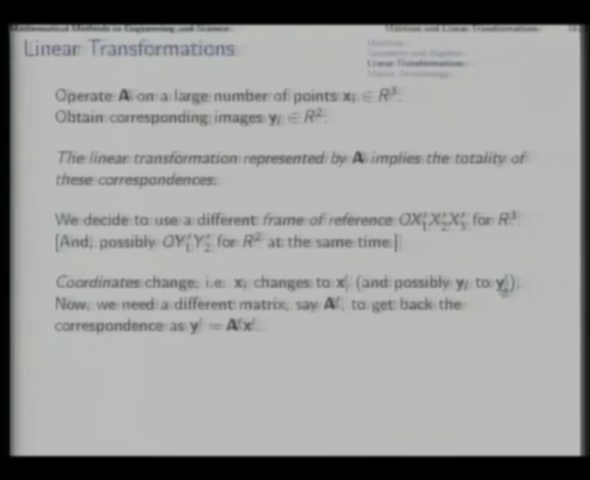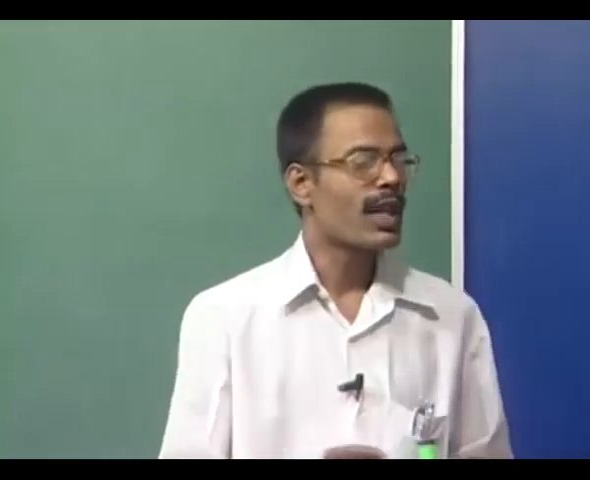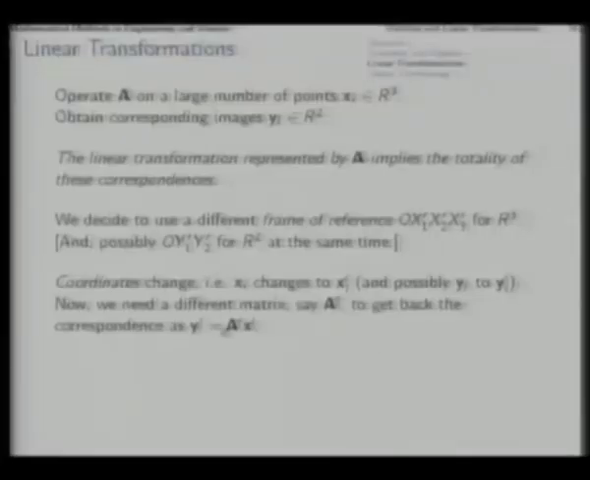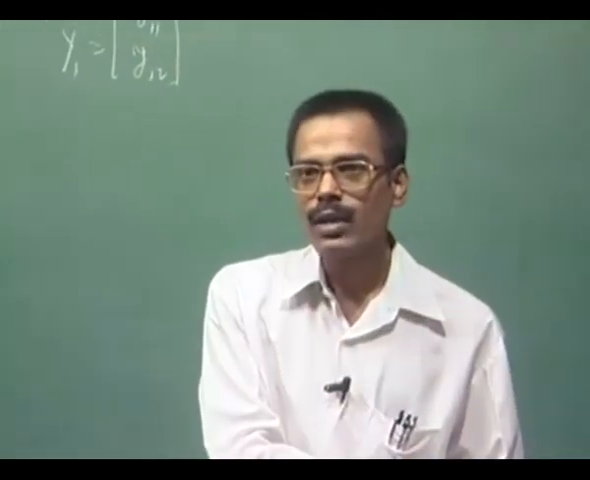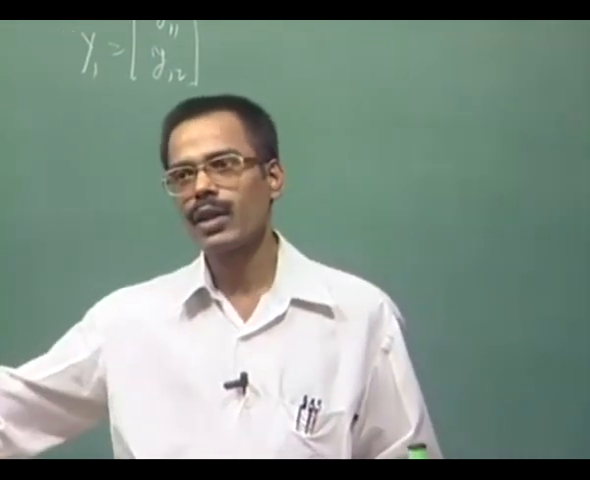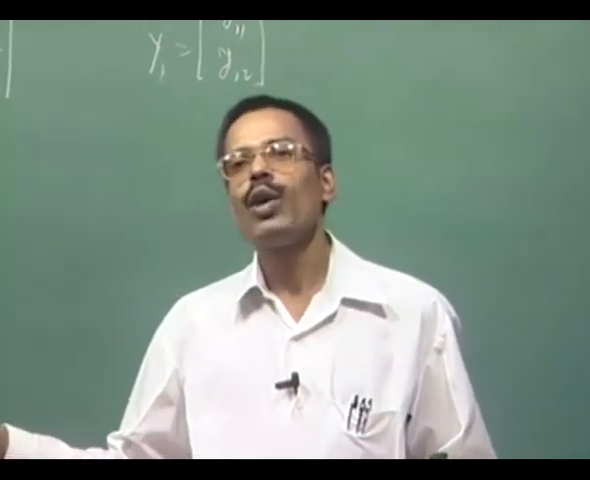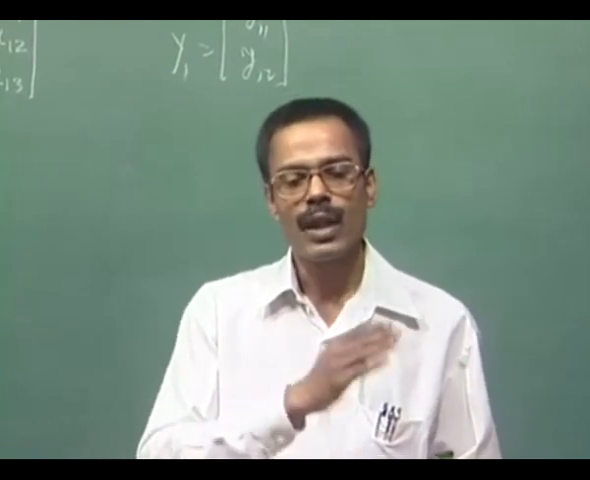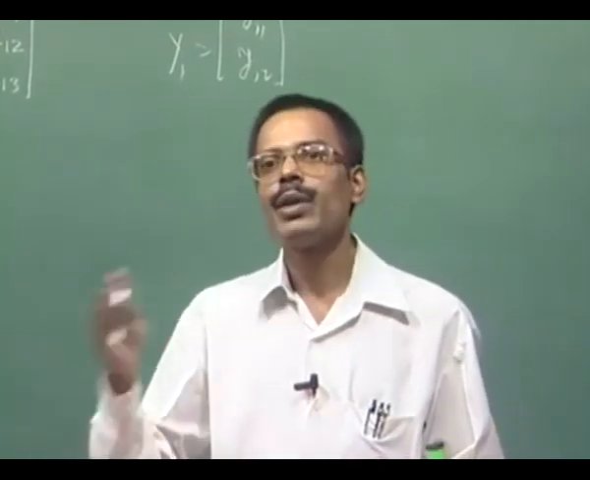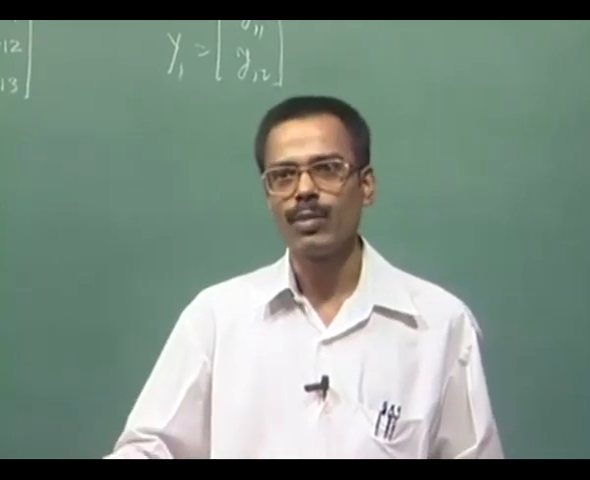That will mean that we will need a different matrix, let us call it A prime, to get back the same correspondences. That is, we have associated with a linear transformation points in the domain with their counterparts in the codomain. Now, if we change the frame of reference in the domain or in the codomain or in both, then the same linear transformation, that is the same correspondences between the old points, will be represented not by the old matrix, but by a new matrix.